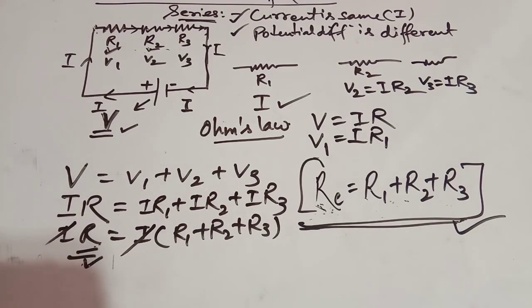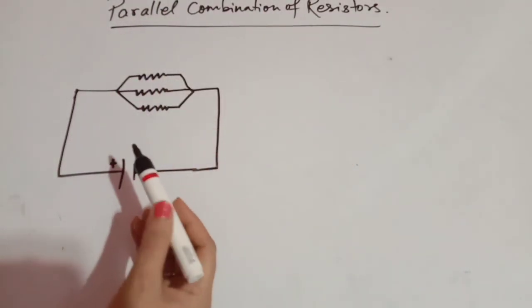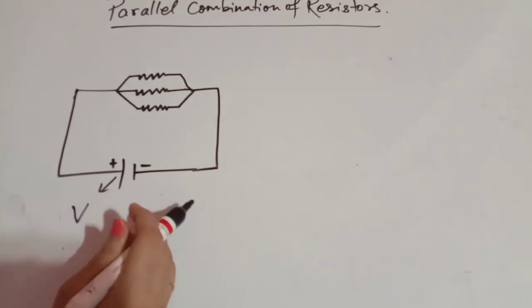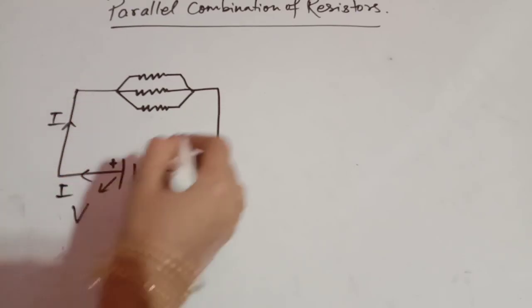Now we come to the parallel combination of resistors. Now let's understand the parallel combination of the resistors. In this picture, children, you see this is our cell. Again, it will create the potential difference V and current I. Okay, current I will flow in this circuit.